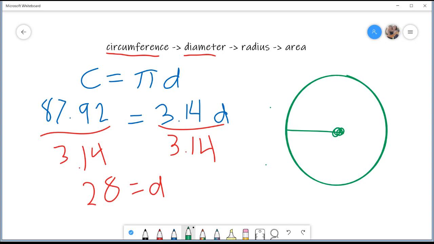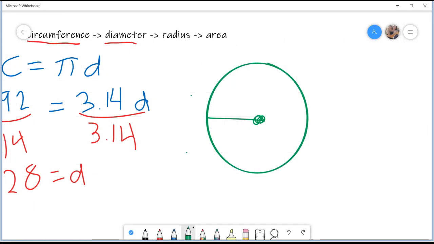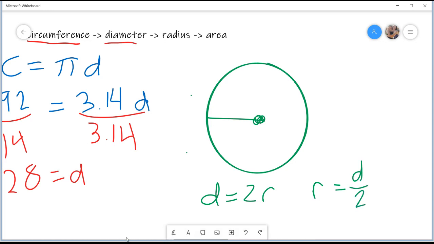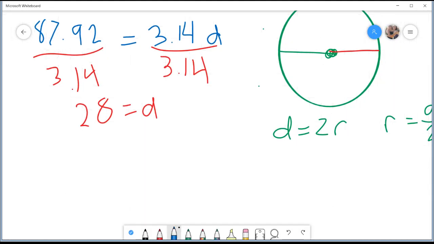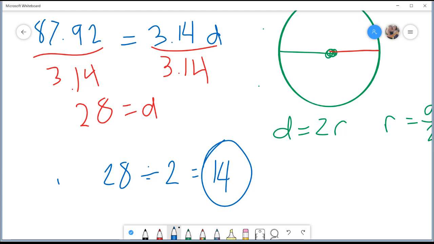There are equations that you can write for that. You can write that d equals 2r, or you can write r equals d divided by 2 if you like equations, or if you prefer to just think through it. Remember, the diameter is the whole way across the circle, and the radius is only halfway. So if we take our diameter of 28 and we divide by 2, we're going to get 14 as our radius.